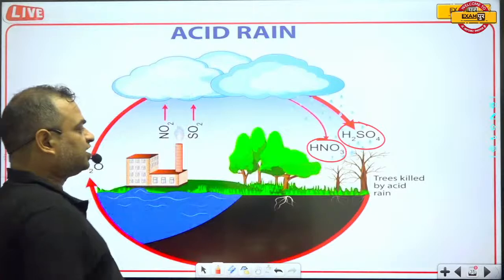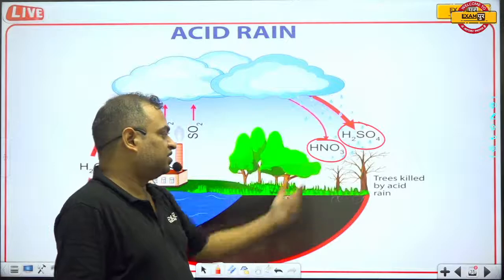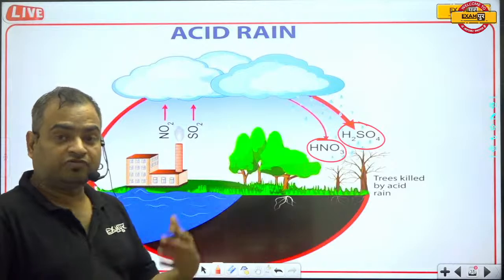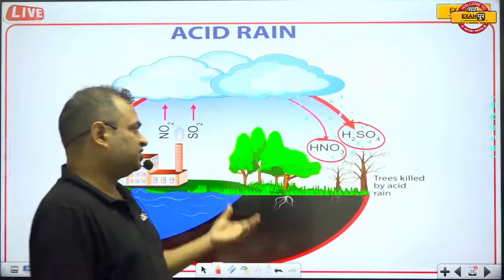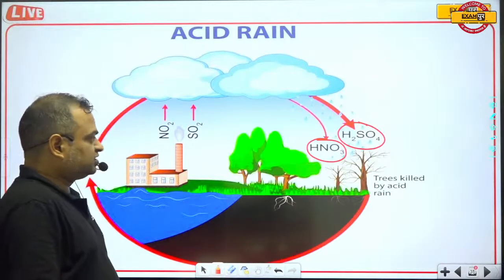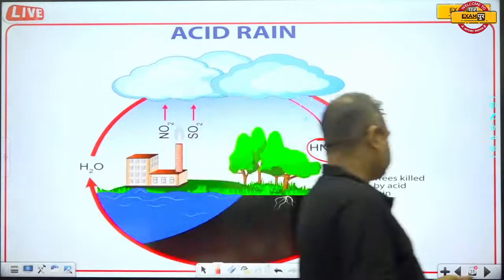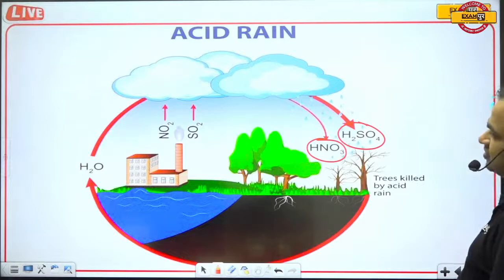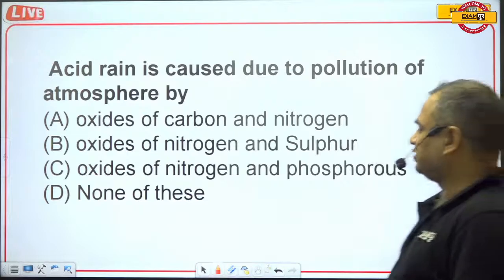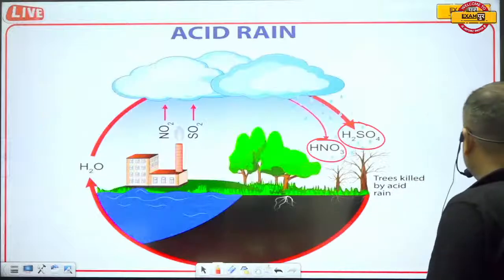When this nitric and sulfuric acid falls down on the trees, the trees are killed by the acid rain. If this kind of rain falls on the body of any human or any living being, then obviously that also suffers acid burns, and this is the reason it is very harmful. So this is the concept of acid rain. Here you have the answer: nitrogen and sulfur oxides. So B is the correct answer.